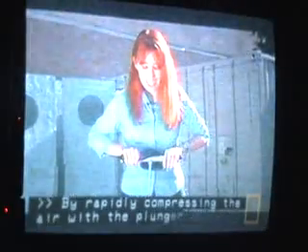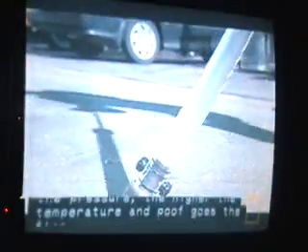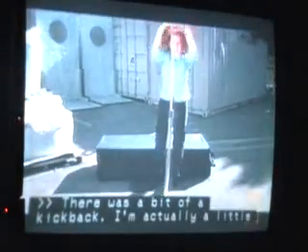Ta-da! By rapidly compressing the air with the plunger, molecules are smashed together, creating friction and heat. The greater the pressure, the higher the temperature. And poof goes the flash paper. There was a bit of a kickback. I'm actually a little sore here right now.